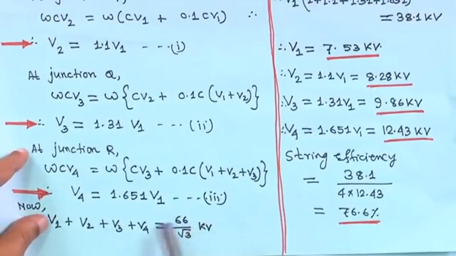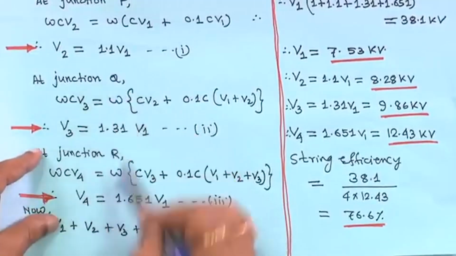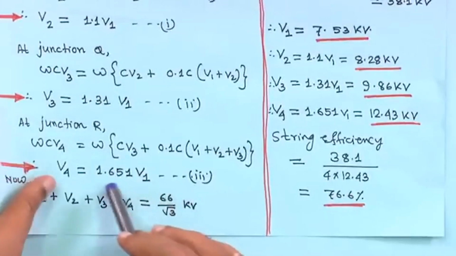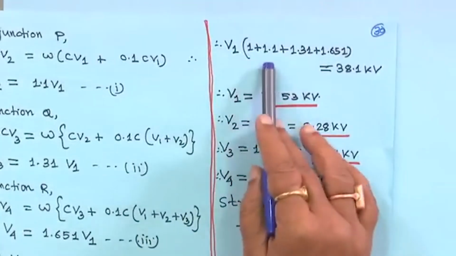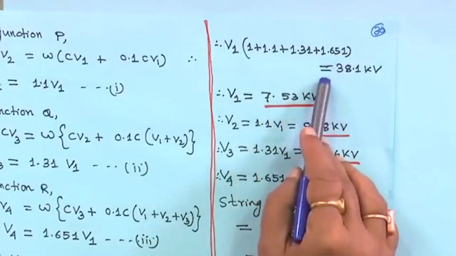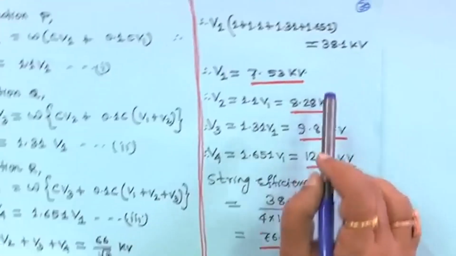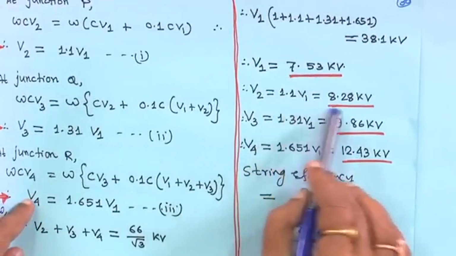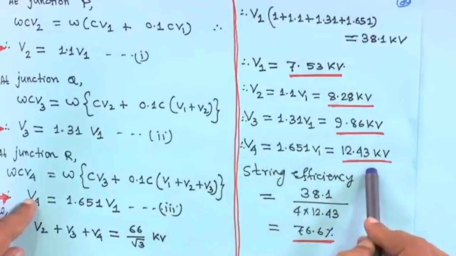Now, in this expression, you substitute V2 is equal to 1.1 V1, V3 is equal to 1.31 V1 and V4 is equal to 1.651 V1, and simplify. You will get V1 into 1 plus 1.1 plus 1.31 plus 1.651 is equal to 38.1 kV, since 66 by root 3 is 38.1 kV. Therefore, V1 is equal to 7.53 kV, V2 is equal to 8.28 kV, V3 is equal to 9.86 kV and V4 is 12.43 kV.